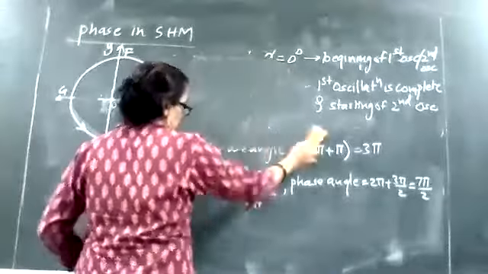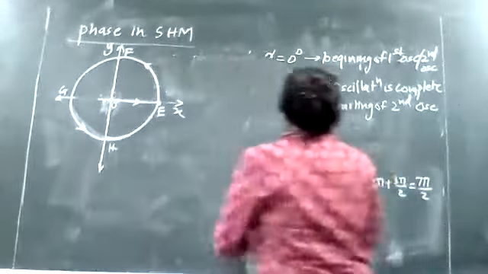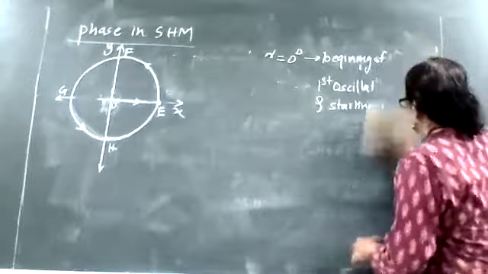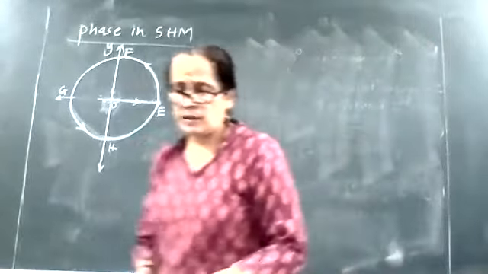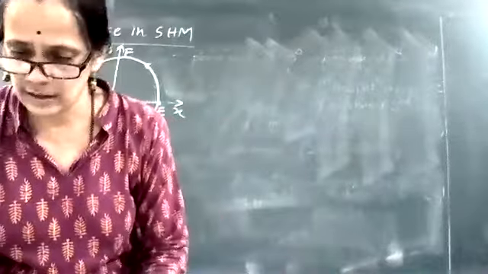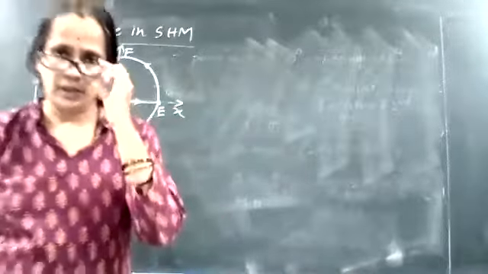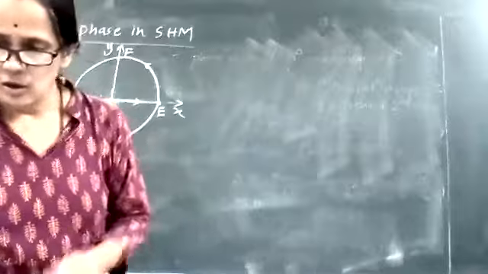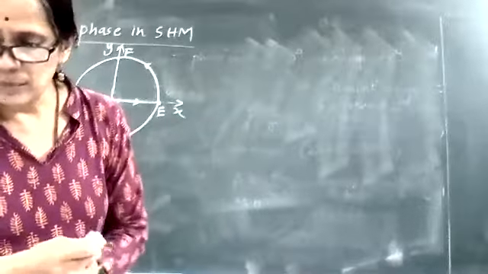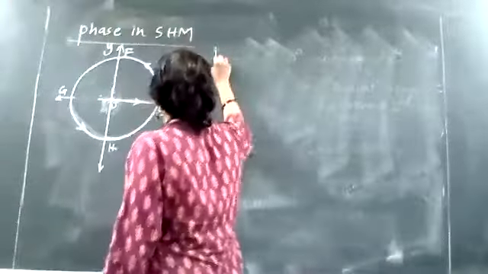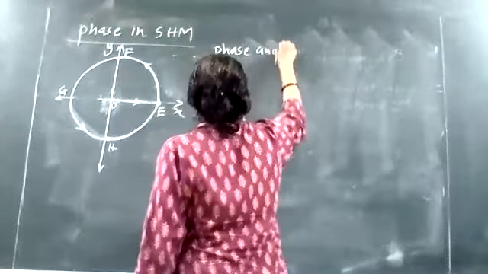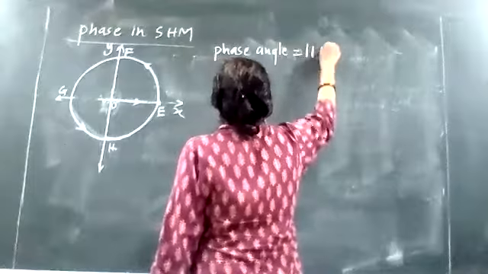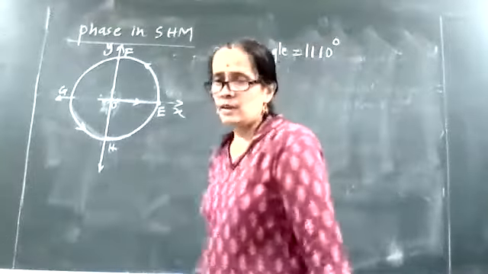You will get a clearer idea if I take one example. So let us take one example which is given in your textbook. That example is: describe the state of oscillation of a particle if the given phase angle is equal to 110 degree.